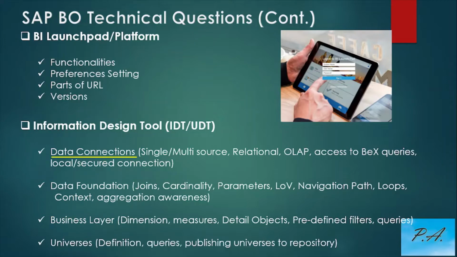In IDT, you must be thorough about these four objects. Data connections, like multiple and single source, relational, OLAP, and how to access the BEx queries. Okay, what is the difference between local and secured connections? So these are the different subtopics in the data connection.